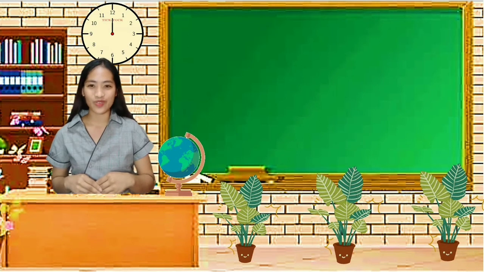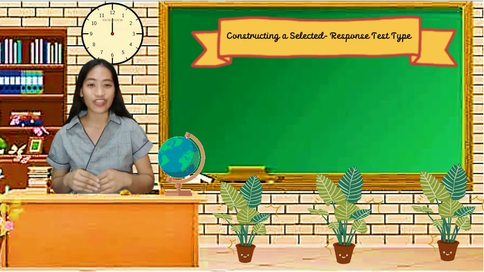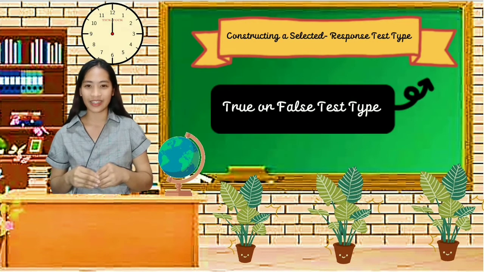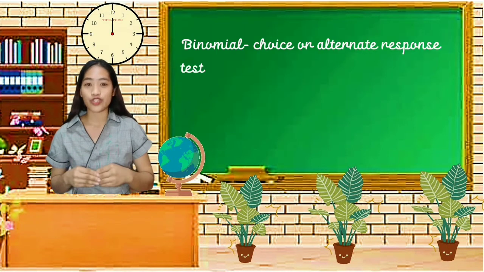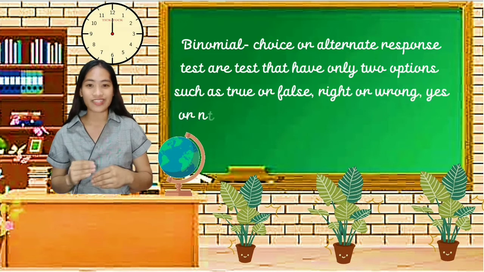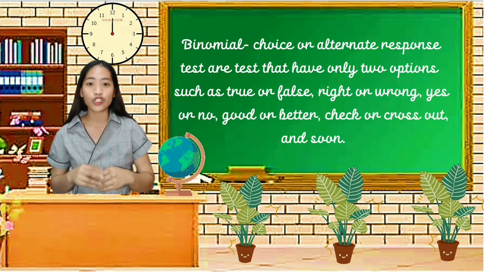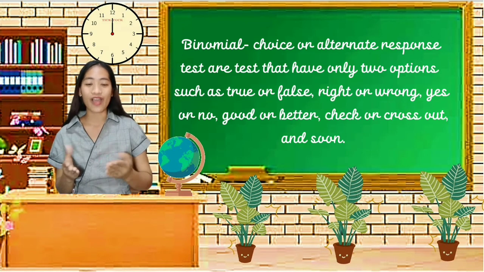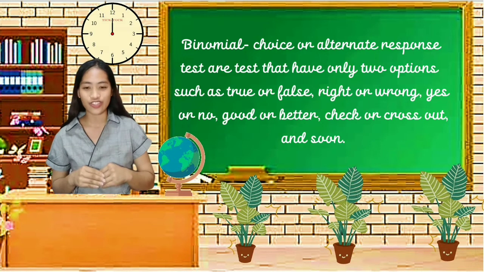Good day everyone! So today we are going to discuss constructing selected response test type, specifically true or false test. So binomial choice or alternate response tests are tests that have only two options such as true or false, right or wrong, yes or no, good or better, check or cross out, and so on.